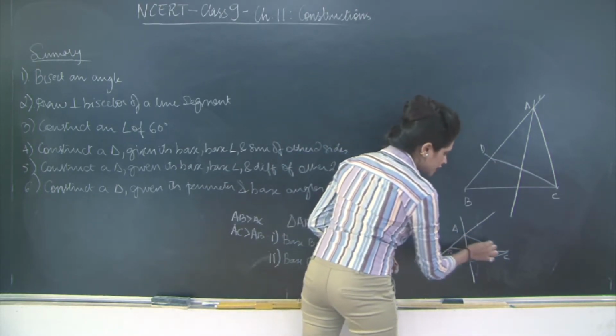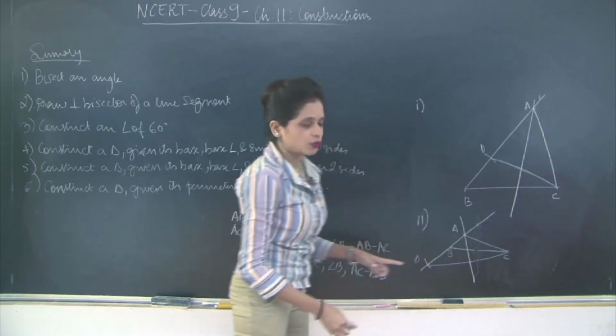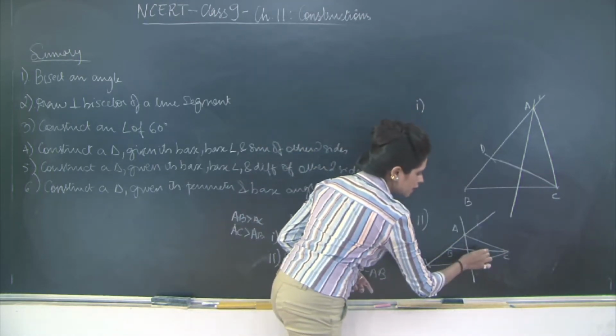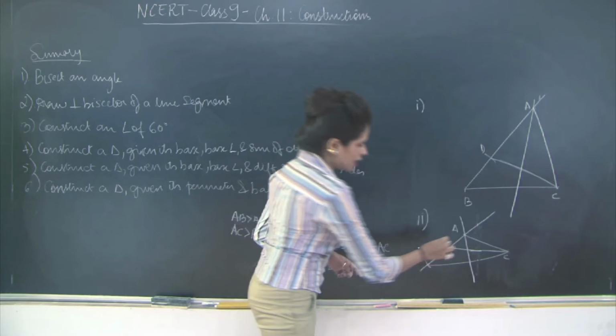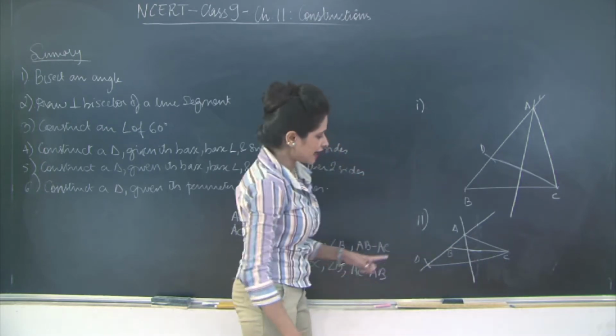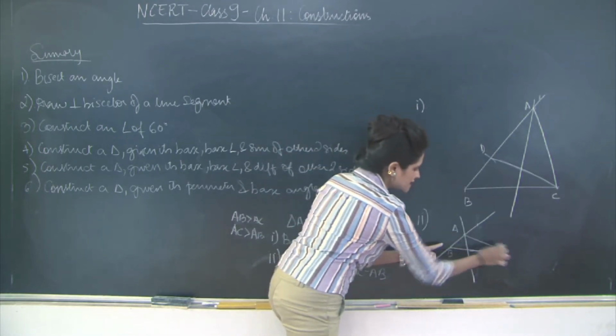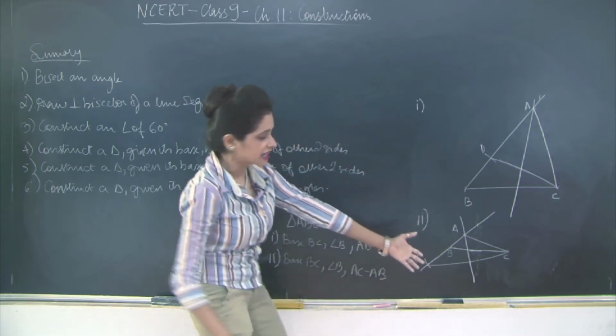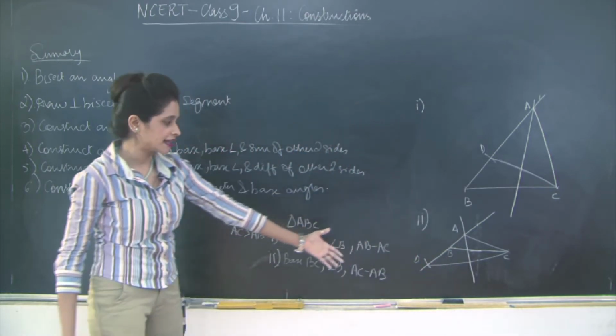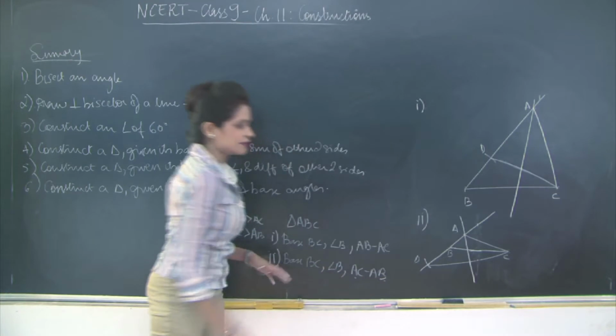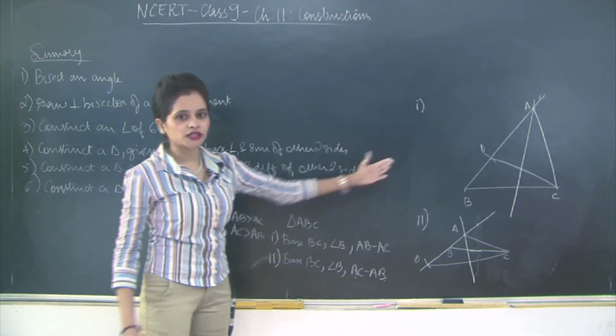You're going to join A to C and you will have your required triangle ABC, where BC is the base, angle ABC is the given angle, and if you see, you have AC greater than AB. Just by looking at the diagram itself, you can see that AC is greater than AB and the difference AC minus AB. So you got the difference between the two sides.